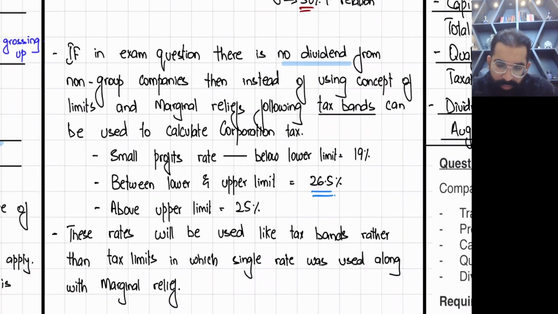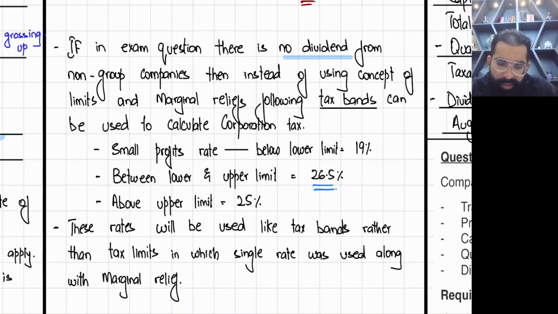Okay, now this next paragraph is right now irrelevant, leave it. These are the artificial bands which we create just for planning purposes, but in reality there are no bands in corporation tax.